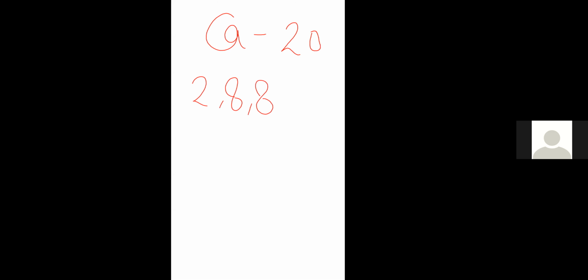So valency will be +2, because having 2 electrons in its outer shell, it has to give away 2 electrons to someone. So it has +2 valency.